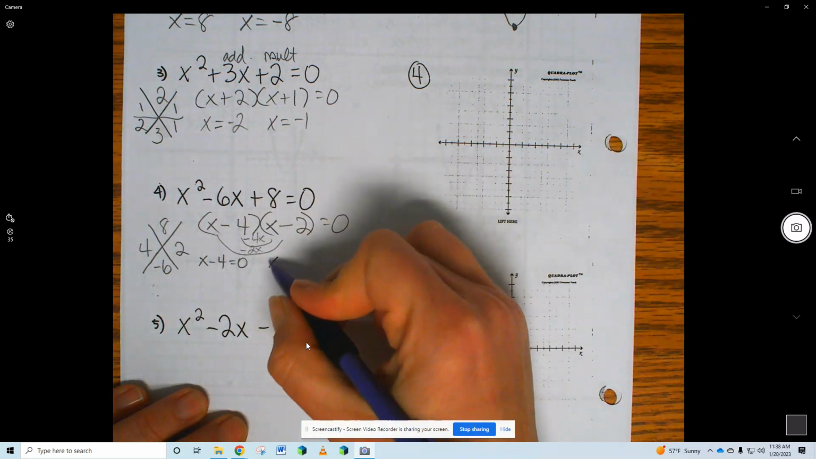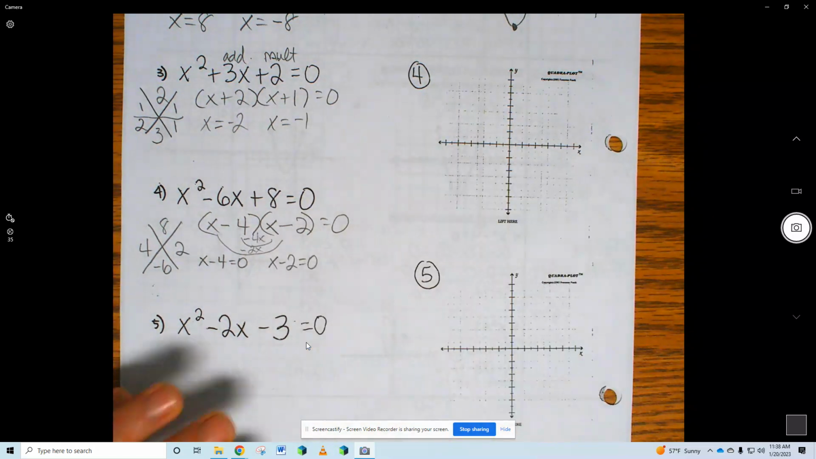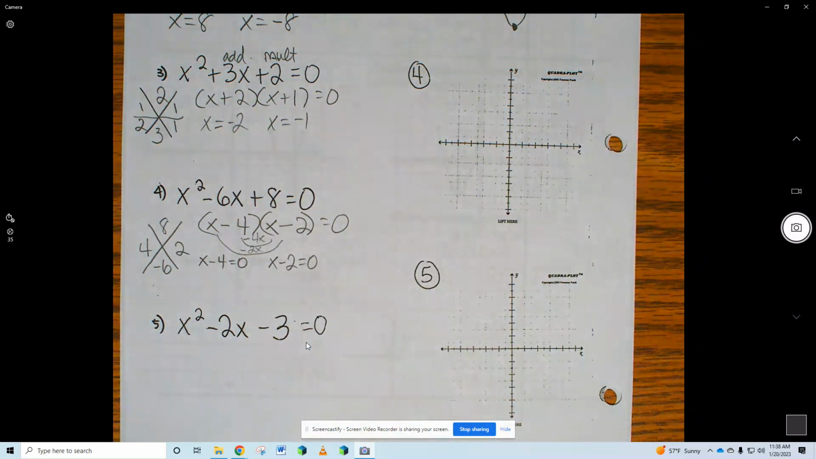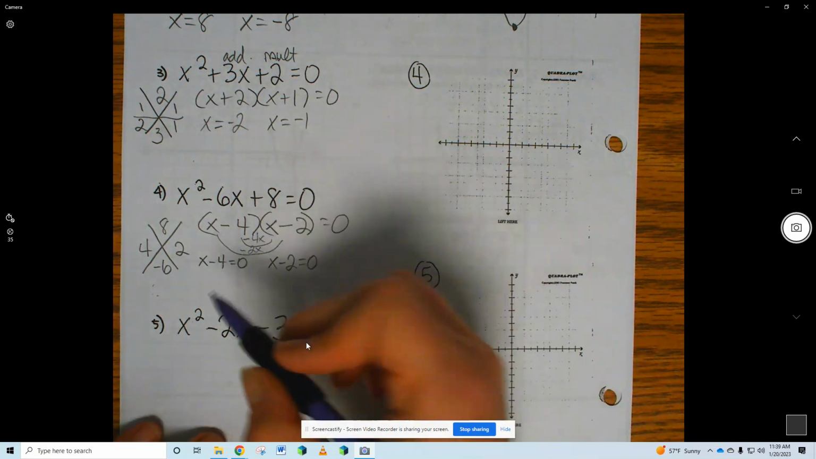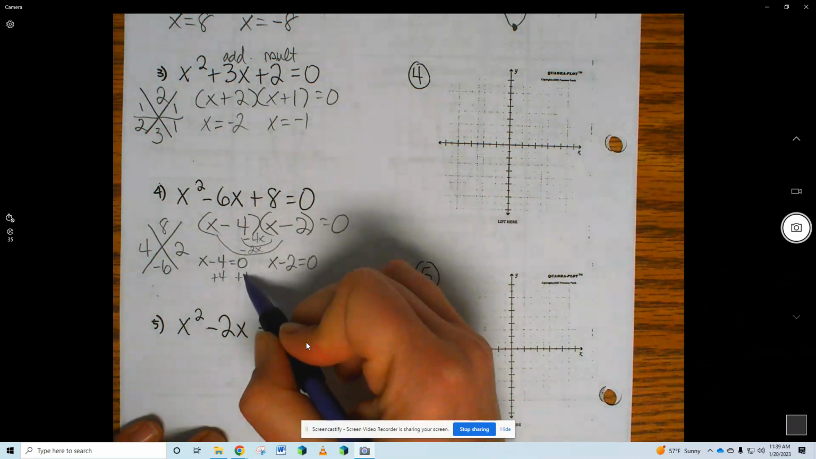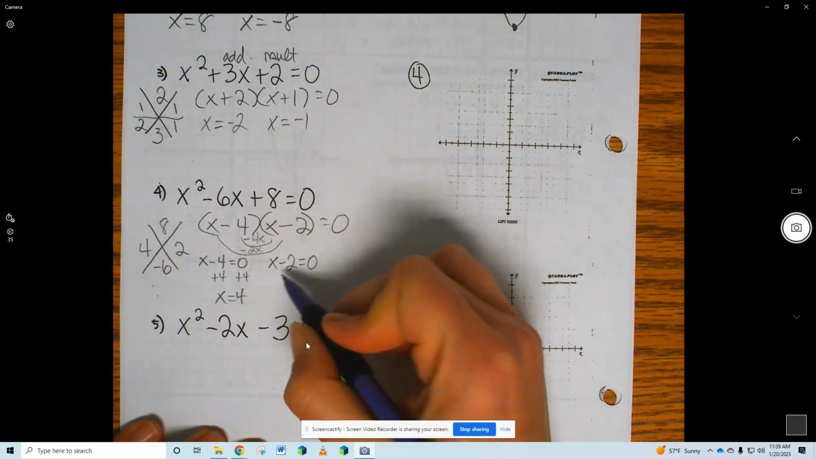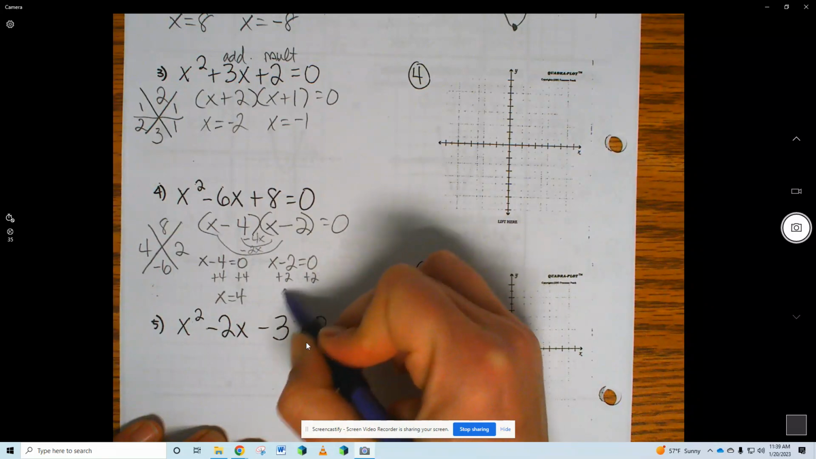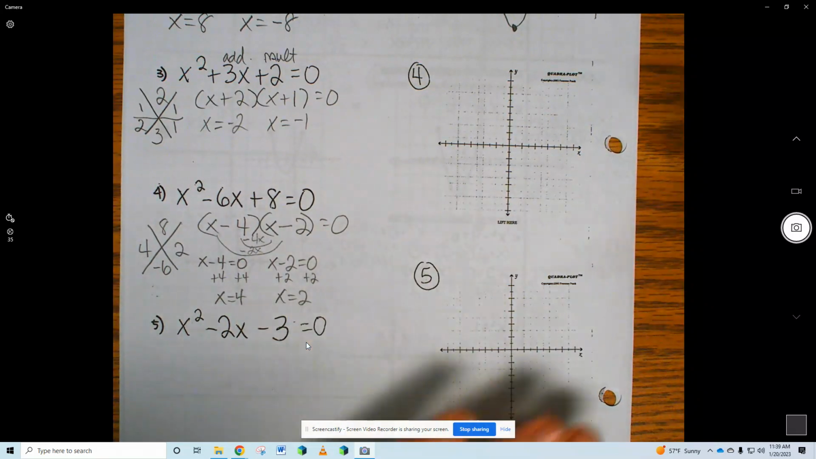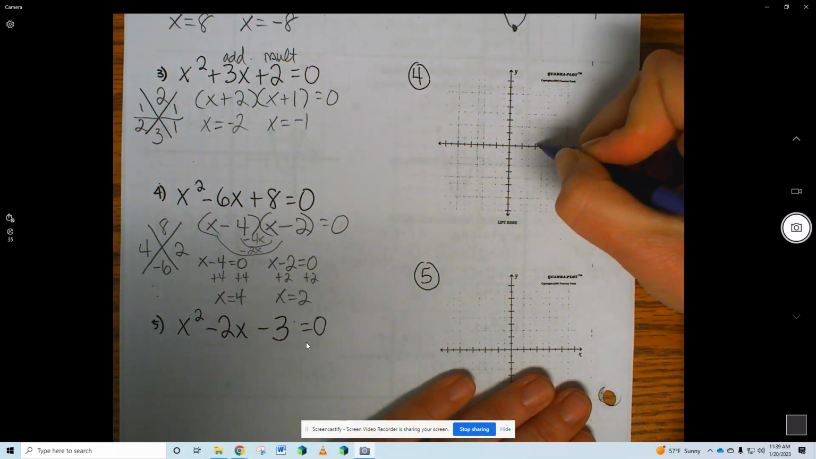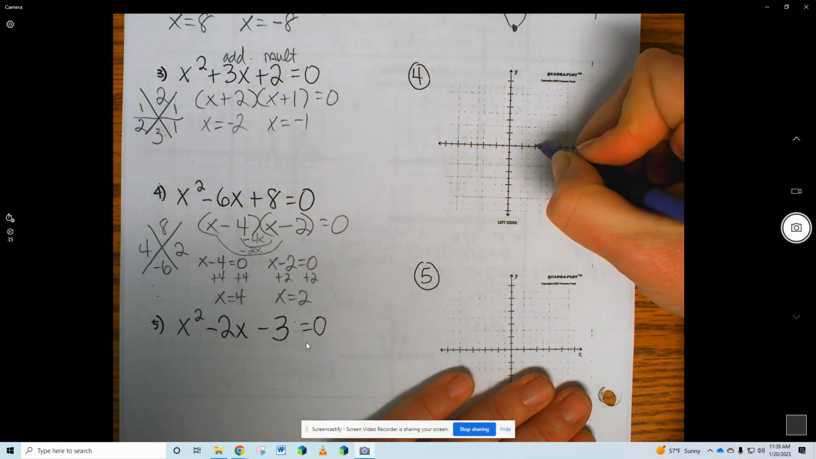Is this all reminding you guys? We did this back in the fall. Yeah. Factoring never goes away. Okay. x equals 4. x equals 2. Plot those. x equals positive 4 and positive 2.